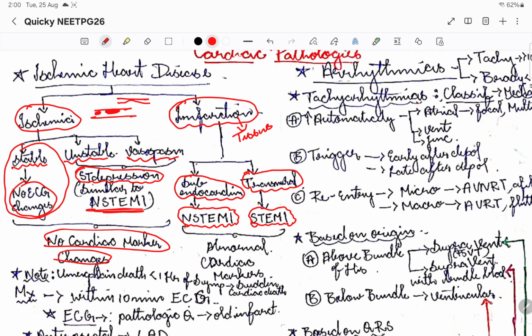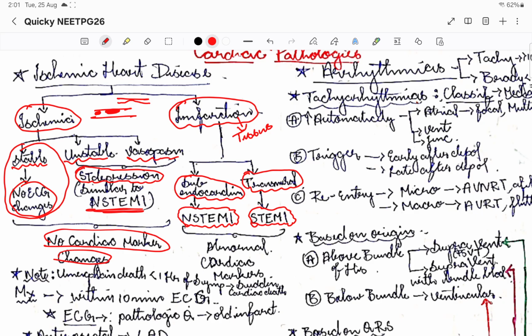So a patient comes to you with chest pain, and I'll be doing the ECG and everything. Stable angina is safe because there are no ECG changes and no cardiac marker changes also. So stable, we'll keep it aside. But in unstable angina and vasospasm, there is NSTEMI, that is, ST depression is there. So now we'll have to differentiate whether it is infarction or ischemia. That is when we'll send for cardiac markers. If the cardiac markers come out normal, then we'll say it is ischemia that is causing the chest pain. If there are abnormal cardiac markers, then it is definitely infarction.